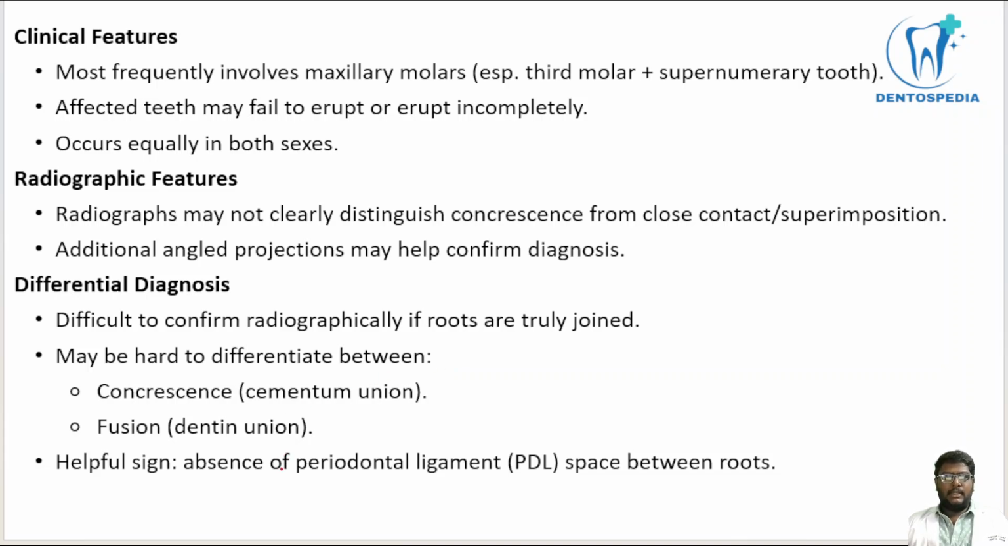And a very important sign is the absence of periodontal ligament space in between the roots. That's an important sign of fusion of two teeth by cementum. Okay, this is an important differentiating and characteristic feature, and you can expect this kind of MCQ from this topic.